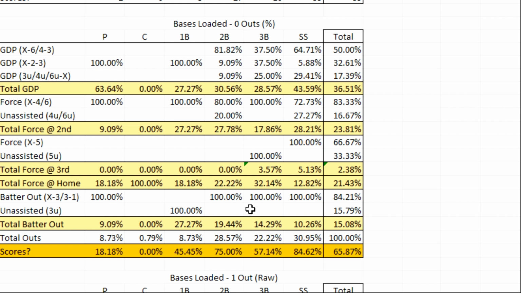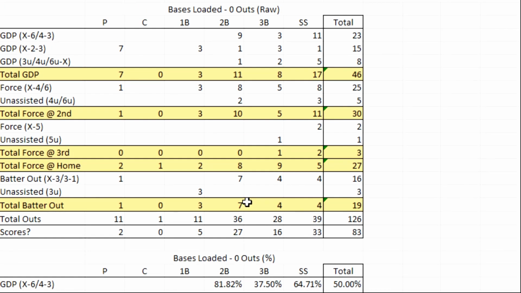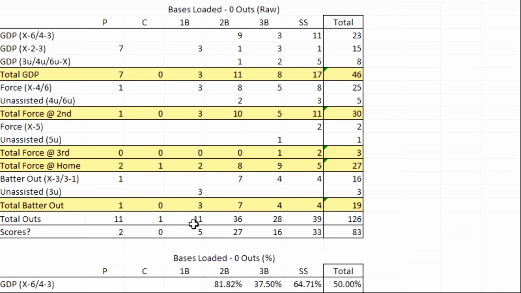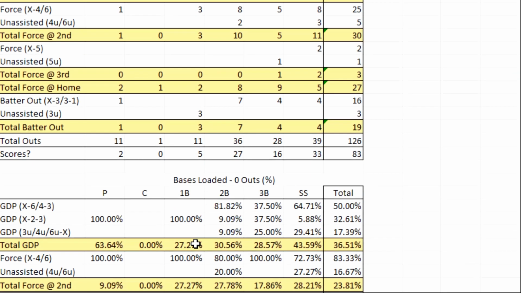But again, we're only talking about 11 total plays in the entire 2022 season. Catchers, there was only one play where the catcher fielded the ball, which again makes sense because the catcher's probably staying close to home plate with the bases loaded for any potential play there. First base, there were 11 balls to first base.